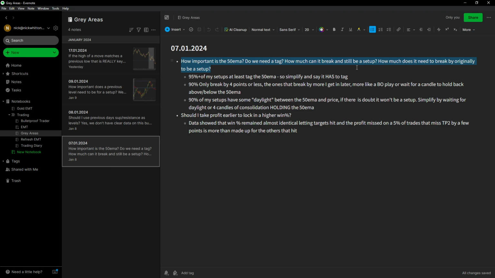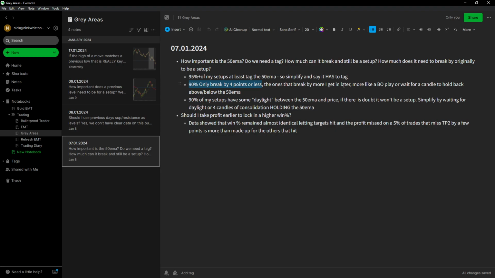So what I then did was I went back through my EMT journal, this one we looked at first of all, and I realized that 95% of my setups at least tag the 50 EMA. Simplify it, and it has to. I might miss one trade, maybe two trades, 1 or 2 trades a month, but it means I'll never make a mistake on it. 90% only break by 4 points or less. Okay, so therefore we can say that if it breaks by more than 4 points, it's probably not a setup.